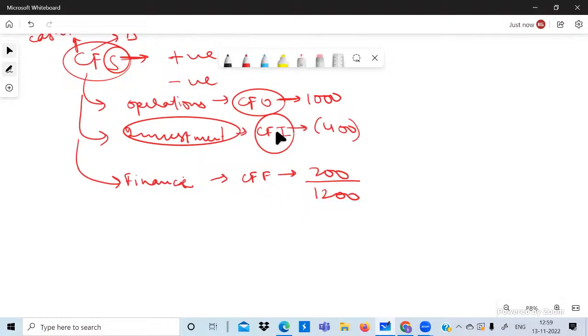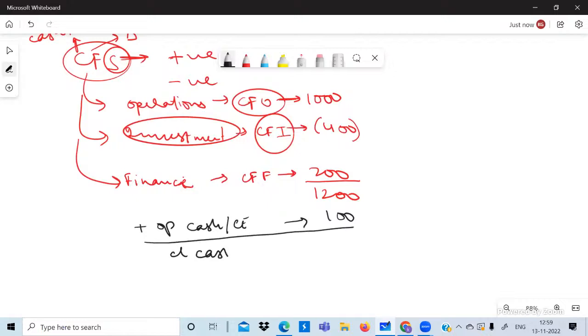This 1,200 crores, if I add to my opening cash balance or the cash and cash equivalent, so let's say my opening cash and cash equivalent is 100 crores, what I'll get is my closing cash and cash equivalent. So I'll get a closing cash and cash equivalent of 1,300 crores.